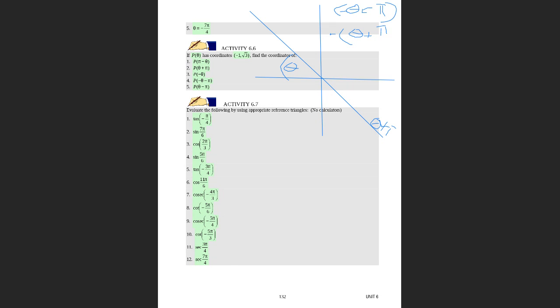You see? But because of the minus, it's going to reflect here. So here we'll make it minus theta plus pi. That means that the coordinates for minus theta plus pi is in the first quadrant. In the first quadrant, both x and y are positive. So the answer is going to be 1 and square root of 3.